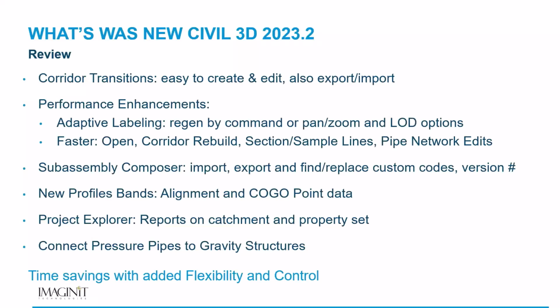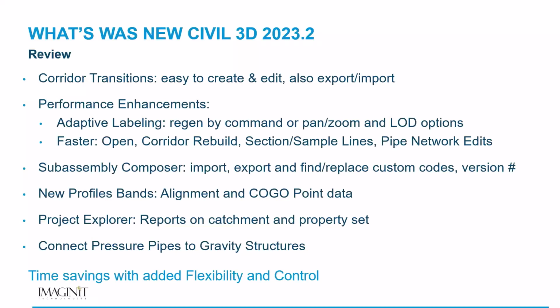Generically, with that 23 release and patch, we were faster in opening, better at rebuilding corridors or updating sections or sample lines, and editing and moving and dealing with pipe networks, specifically pressure pipe networks. You've noticed perhaps an update on that. Autodesk actually published and pushed out side-by-side comparisons of opening a drawing in an earlier release, before this patch and after it, so you can even see those on the web.